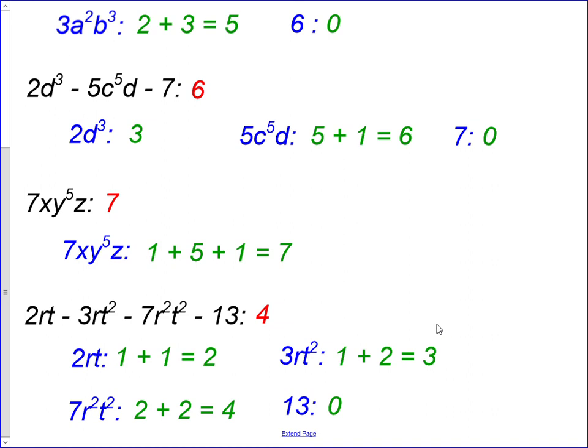I hope this helped you understand how to find the degree of a monomial and a polynomial. In the next video, we'll take a look at how we'll use this to write polynomials in standard form.